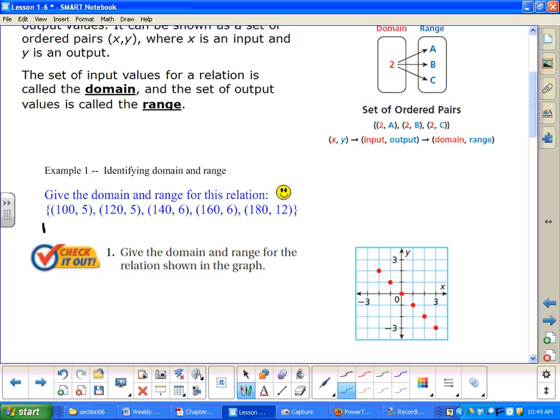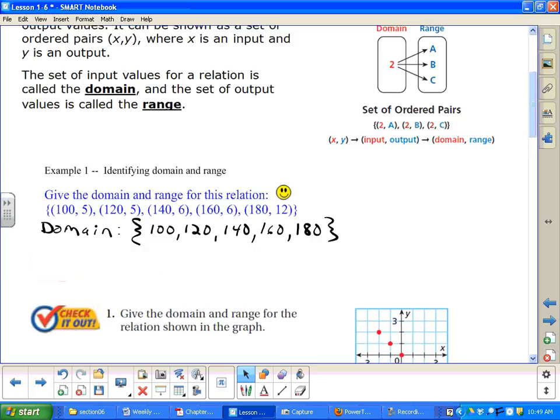So when I list the domain here, I will use roster notation. Remember, we use braces for that. And then we list each individual number. So 100, 120, 140, 160, and 180. And then we close it with a brace.